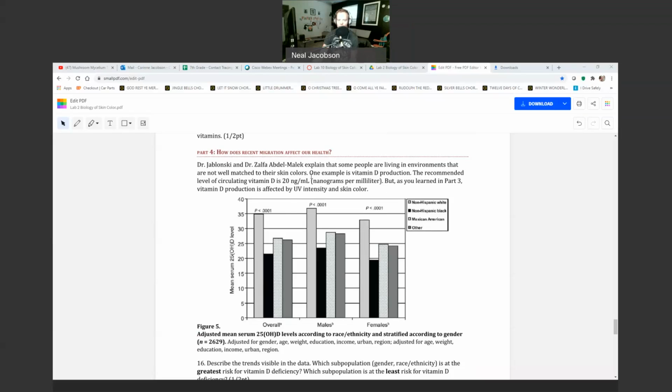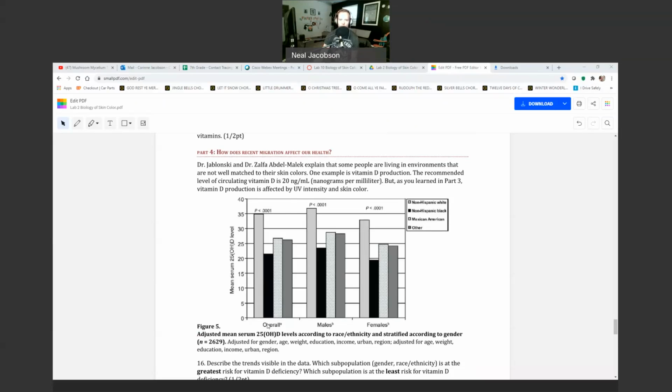Okay, so that's a lot of blah, blah, blah. Let's talk about what this means. A sufficient amount of vitamin D is 20 nanograms. They say recommended, but that's like the minimum. You want somewhere around 50, somewhere around 60 nanograms per milliliter to have a sufficient amount. And so that's the bare minimum.